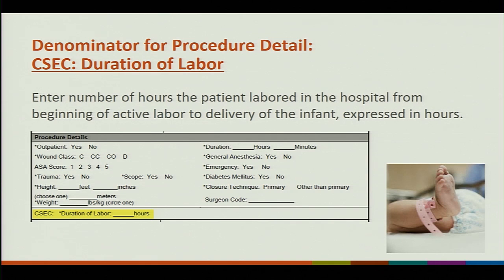For the duration of procedure details, C-sec, the field information is collected on duration of labor. And we define this as entering the number of hours the patient labored in the hospital from beginning of active labor till delivery of the infant, expressed in hours. Now, active labor may be defined by the individual facilities, policies, and procedures, but it should reflect the onset of regular contractions or induction that leads to delivery during this admission.